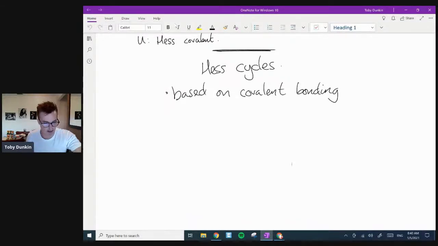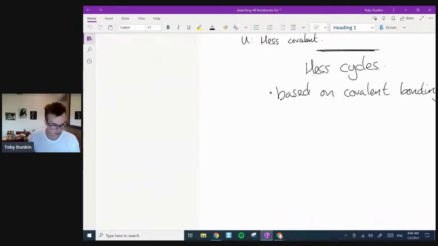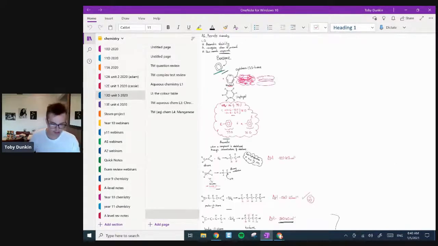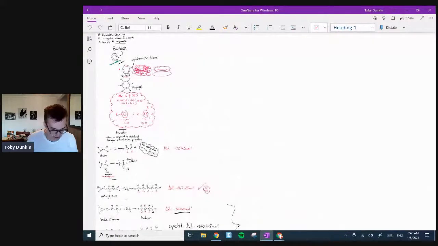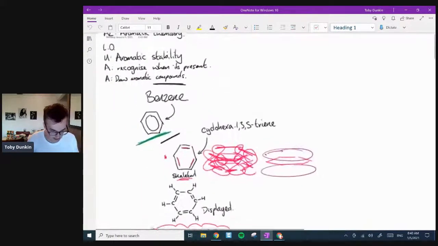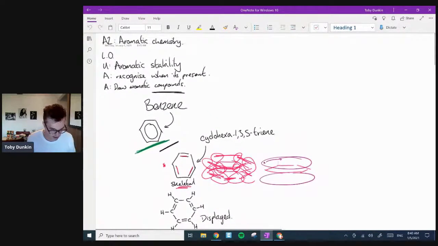There we go. Right, so last lesson we were talking about delocalized stability in benzene. And I didn't actually quite finish. It was actually a really nice lesson. I really enjoyed it, although I had to change my learning objectives. So understand aromatic stability. This idea of delocalized electrons occurring between carbon-carbon double bonds that are within a bond apart.